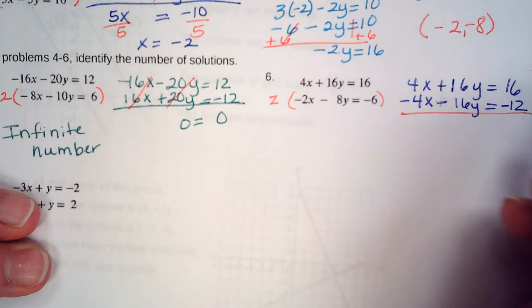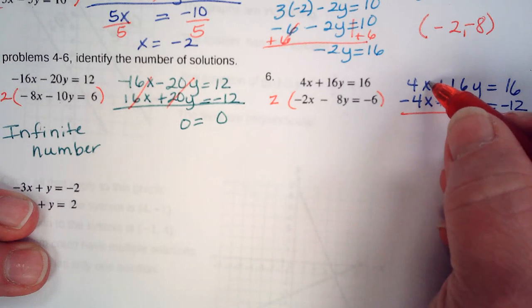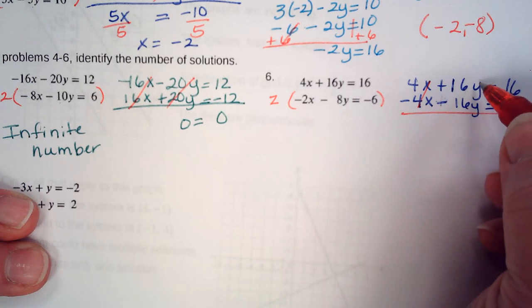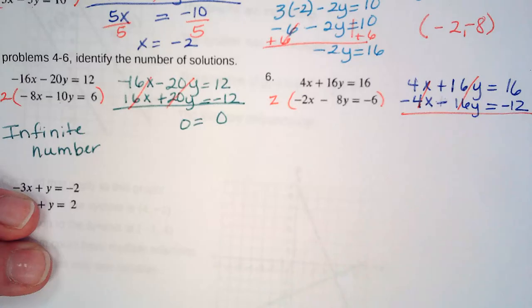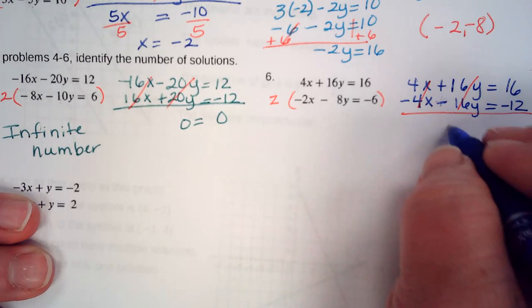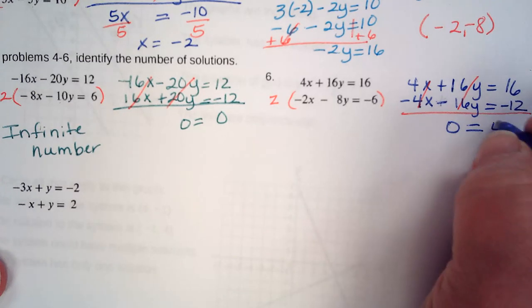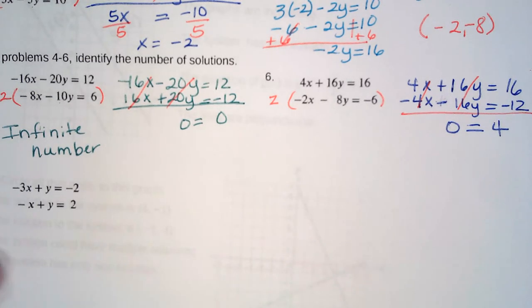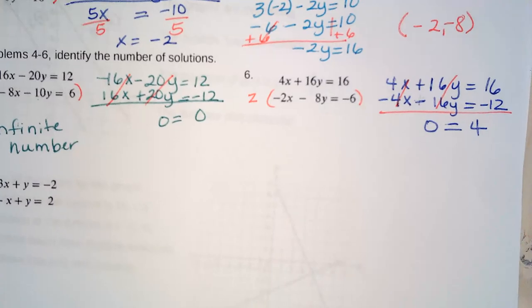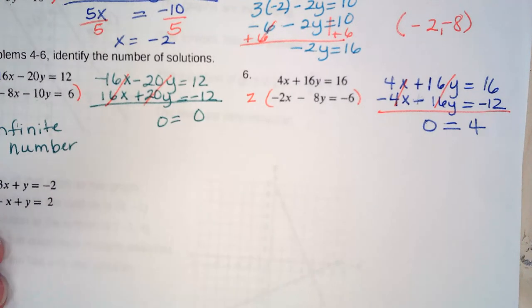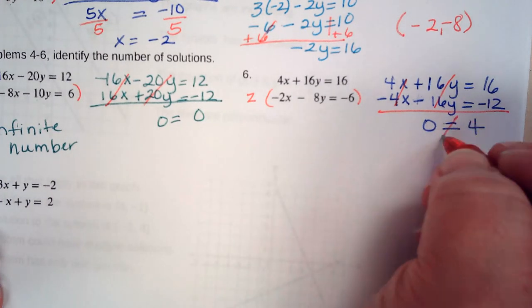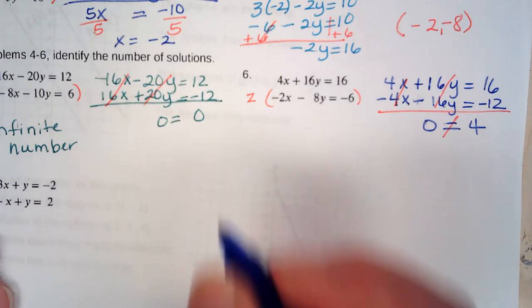I'm going to solve. 4x minus 4x is 0. 16y minus 16y is 0. 0 is equal to 16 minus 12 is 4. Is 0 ever equal to 4? No, it's not. So there are no solutions.